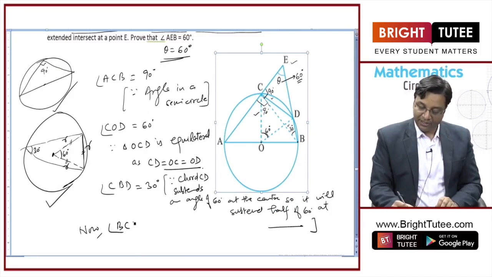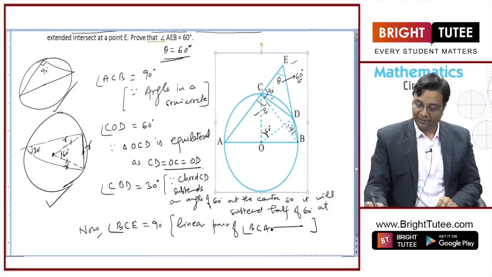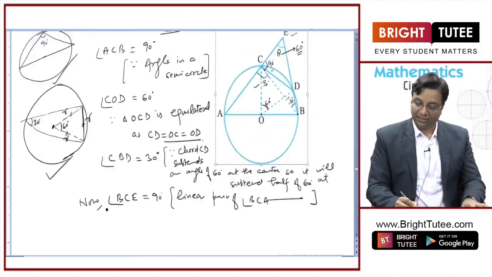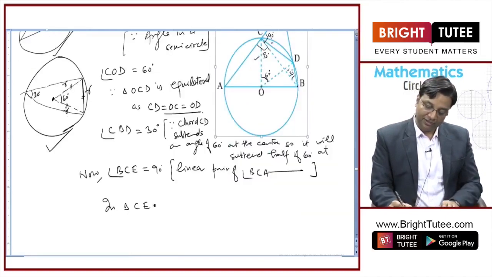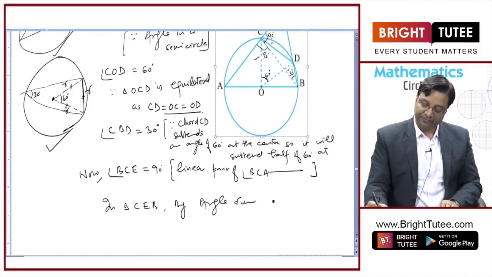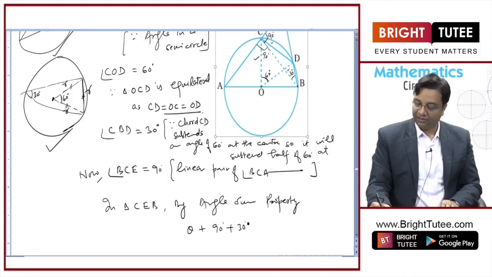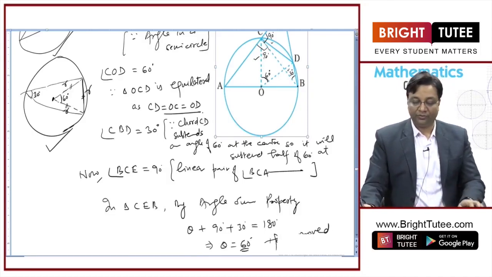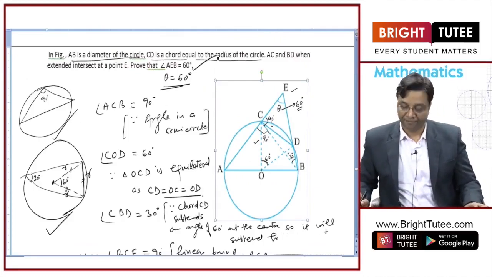Now angle BCE is also 90 because it is a linear pair of angle BCA. So once this is written, then you can select the triangle CEB. In triangle CEB, by the angle sum property, theta plus 90 plus 30 is equal to 180 degrees. Hence theta is equal to 60 degrees, and this is what we had to prove. Okay.